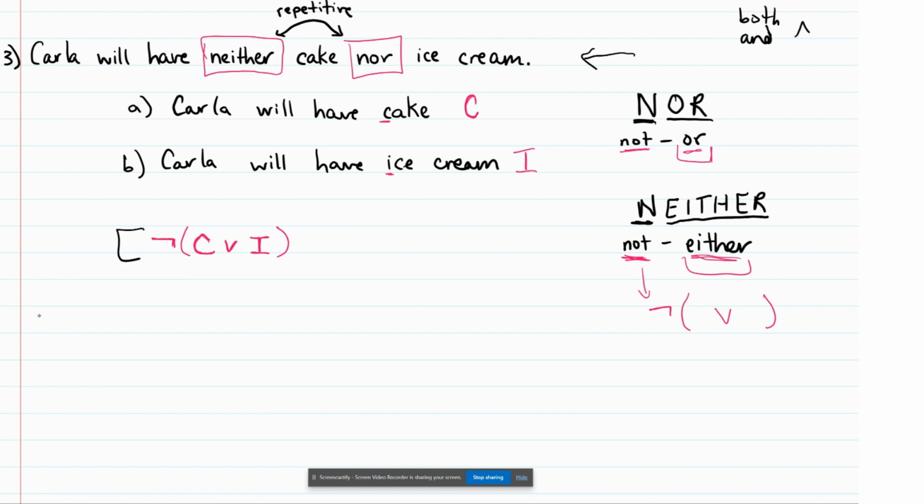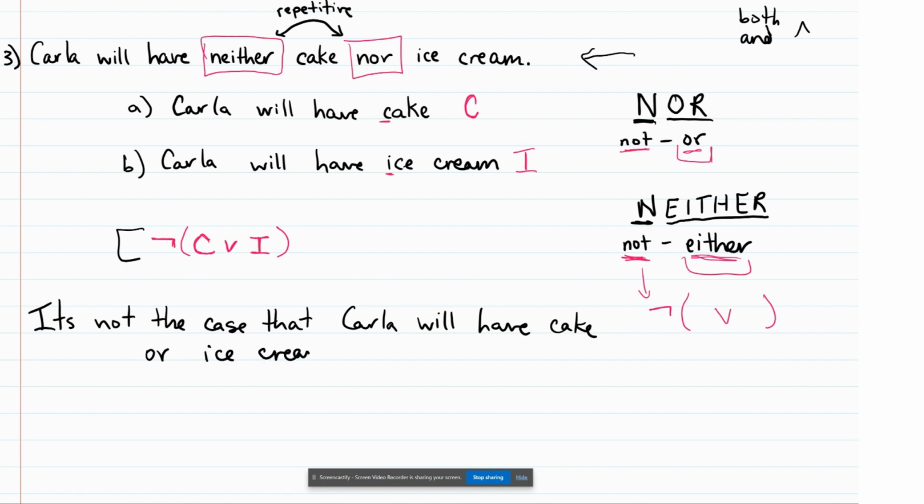And so that translation translates back to, it's not the case that Carla will have cake or ice cream. And now notice that even though this sentence looks different than the one above, because it doesn't contain neither nor, we've taken out the neither nor, the sentiment still remains the same. If Carla will have neither cake nor ice cream, then it's not the case that Carla is going to have either. Right? So if Carla is going to have neither nor, then there's no way that Carla is going to have either cake or ice cream.